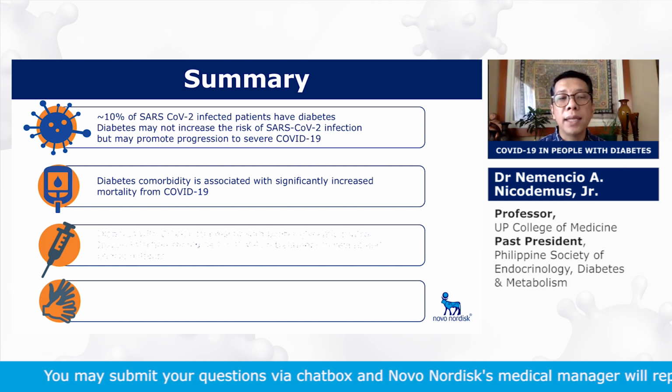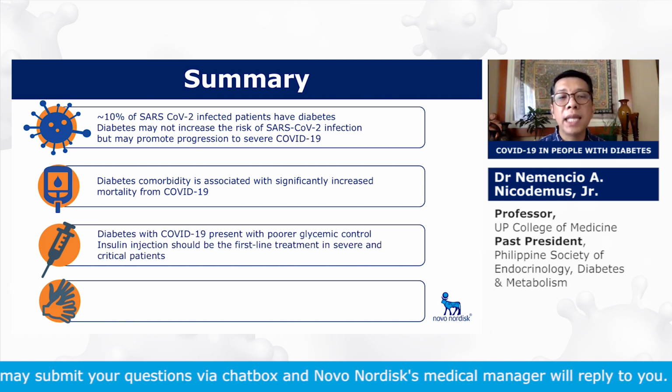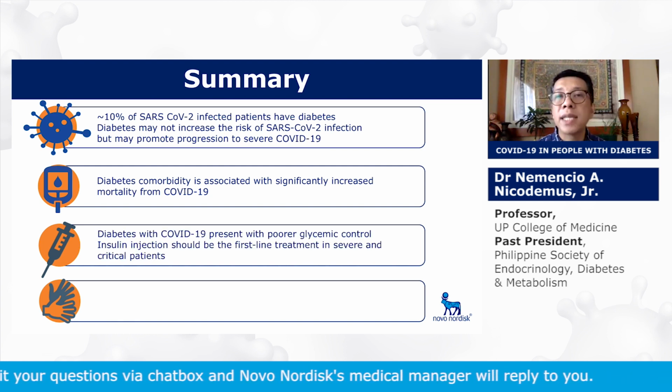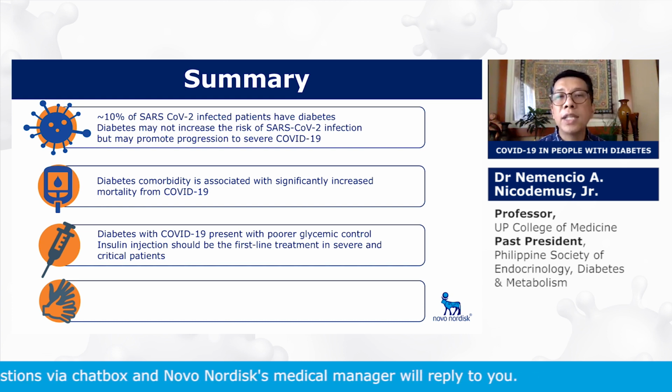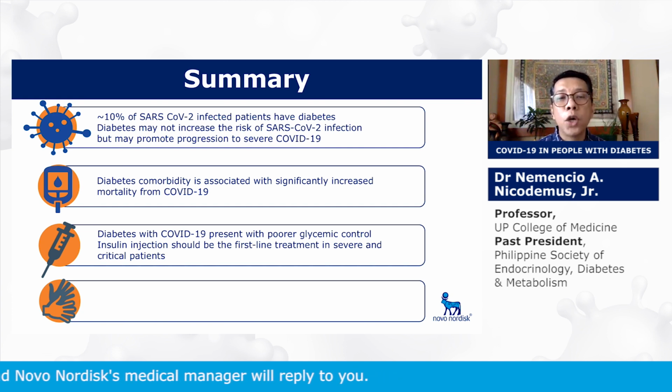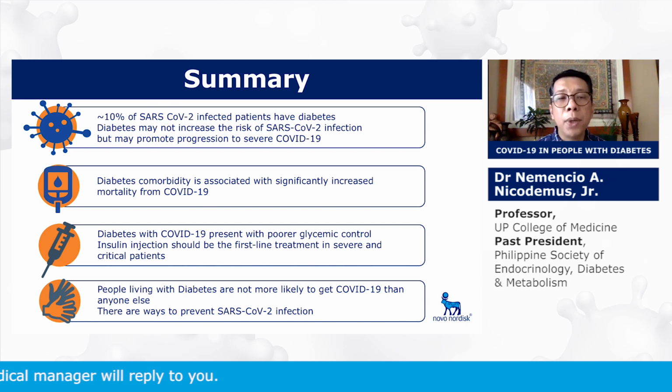And number 3, that diabetes with COVID-19 present with poorer glycemic control and that insulin injection should be the first-line treatment, particularly for patients with severe and critical illness. And lastly, people living with diabetes are not more likely to get COVID-19 compared to anyone else, but there are several ways to prevent SARS-CoV-2 infection, particularly among these high-risk individuals.